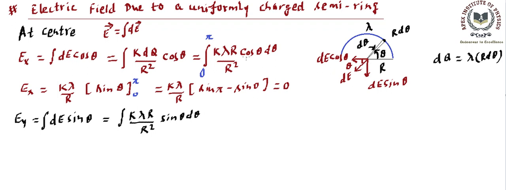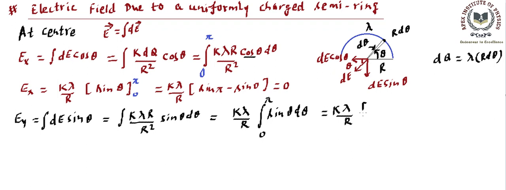Instead of cos theta, which was here, we have simply replaced it with sine theta. Now we can further move ahead and say this is going to be k lambda upon r outside, and then in the integration we will find sine theta d theta. Now sine theta d theta will have a limit running from 0 to pi. We know the sine theta integration will become minus cos theta, so k lambda upon r, in the bracket, minus cos theta, and the limit will be running from 0 to pi.